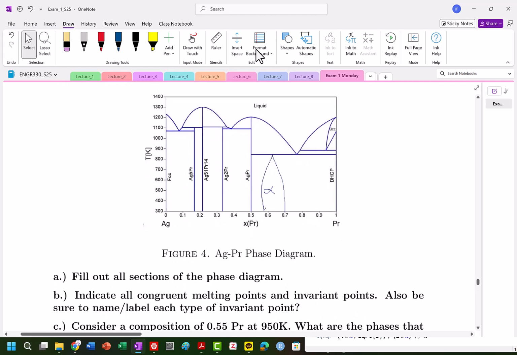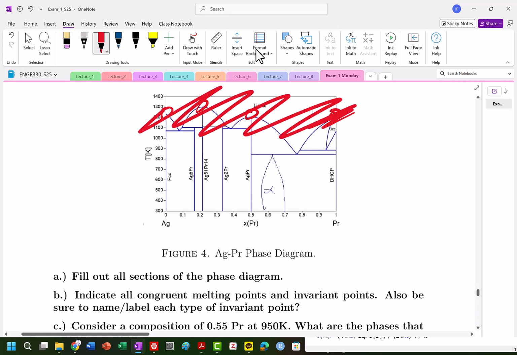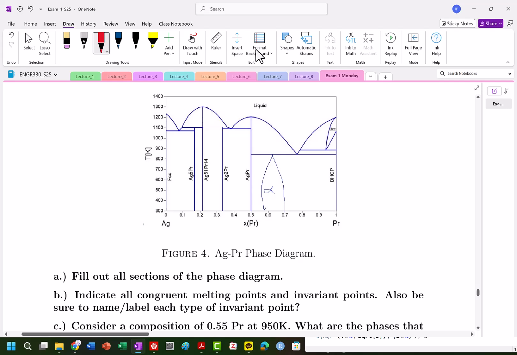All right, let's do congruent melting points. Here, here, here, and here. Those are our congruent melting points. What about our invariant points? This is going to be eutectic, liquid to two-phase solid region. This will be a peritectic, so basically solid plus liquid to another solid. This will also be a peritectic. This will be a eutectic. Let's see, what else do we got here? This will be a eutectic.